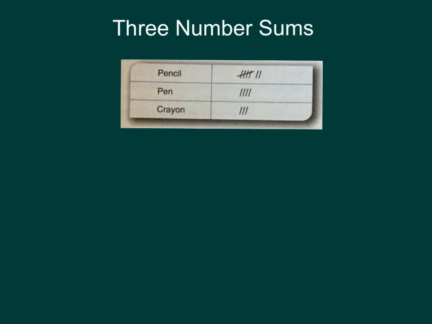Using your strategies, you can also solve number stories that have 3 number sums. That means you're adding 3 numbers together. So let's say I was going to the store, and this was my shopping list. And I wanted to find out the sum or the total number of things that I bought. I could add up these 3 numbers to help me figure that out. When I read this tally chart, I can see that I have 7 pencils, 4 pens, and 3 crayons that I bought at the store.